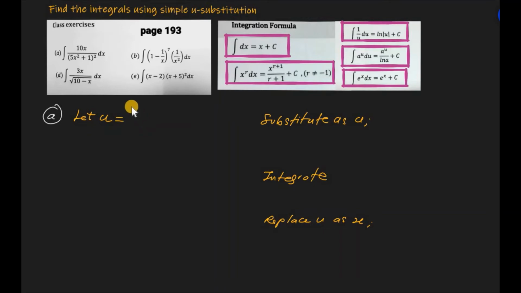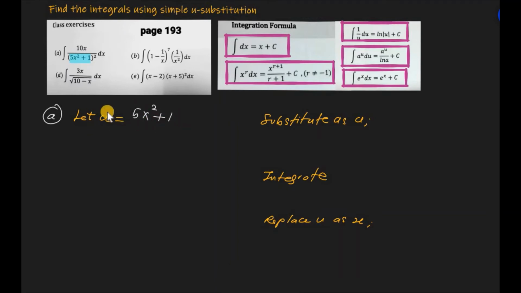Okay, let us look at more examples. Let us do question A. We start with what would be the appropriate u. The u normally lies in the denominator. The appropriate u normally lies inside the power. So here, let's choose the u inside the function, which is 5x squared plus 1.